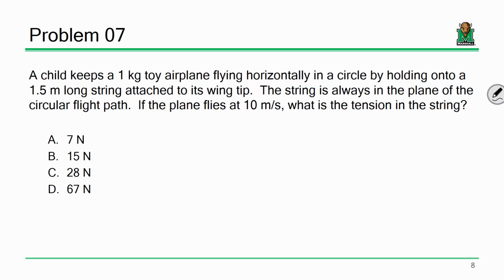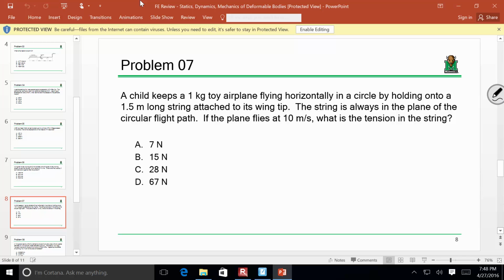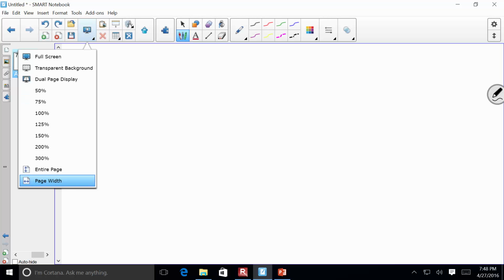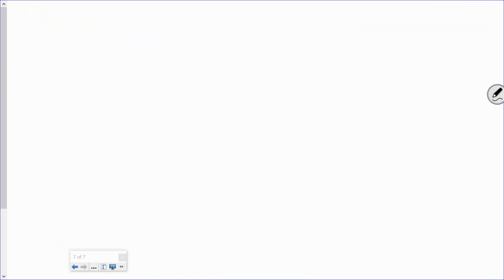This is actually a pretty straightforward problem if you know the equations going into it, which is where I wish I had printed off the FE reference manuals. I couldn't really have time today, so I'll send you all the links. Do you all have the PDF of the reference manual? Okay, all right.